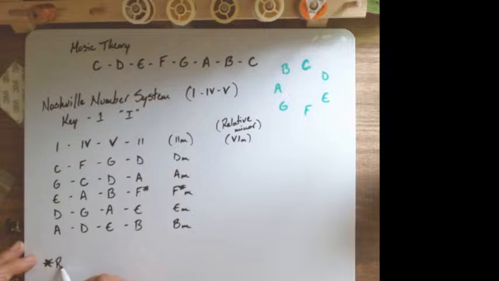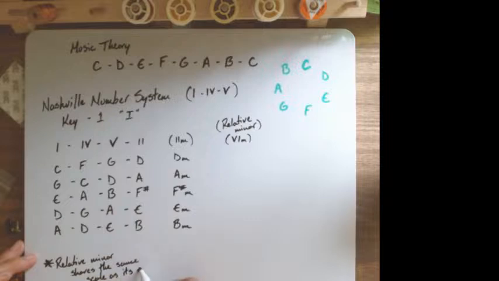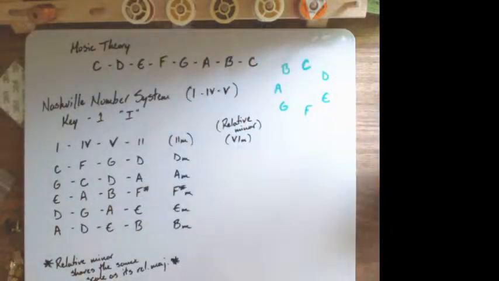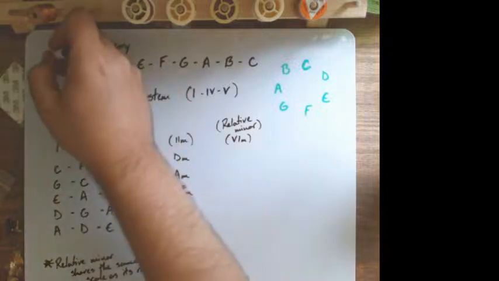A relative minor shares the same scale as its relative major. Okay. Now just to show you real quick how that works, let me use a different color up here. If this is a C major scale, I might as well just write C major over here real quick.